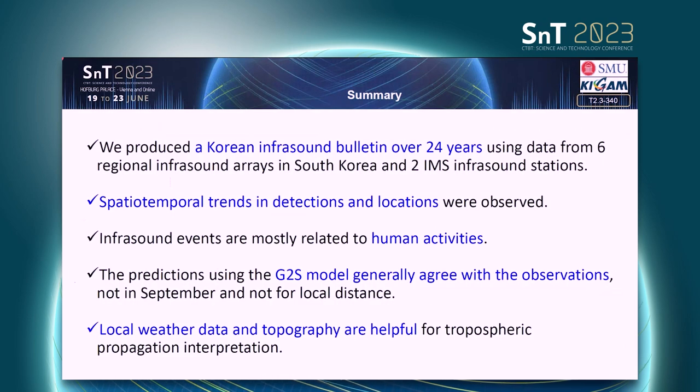So this is our summary. We documented a 24-year Korean infrasound bulletin and seasonal variation in infrasound detection and location, mostly corresponding to human activities. G2S is very supportive, but not for September or for local distances. So local weather data is very important, and topography is also very important on the Korean Peninsula.